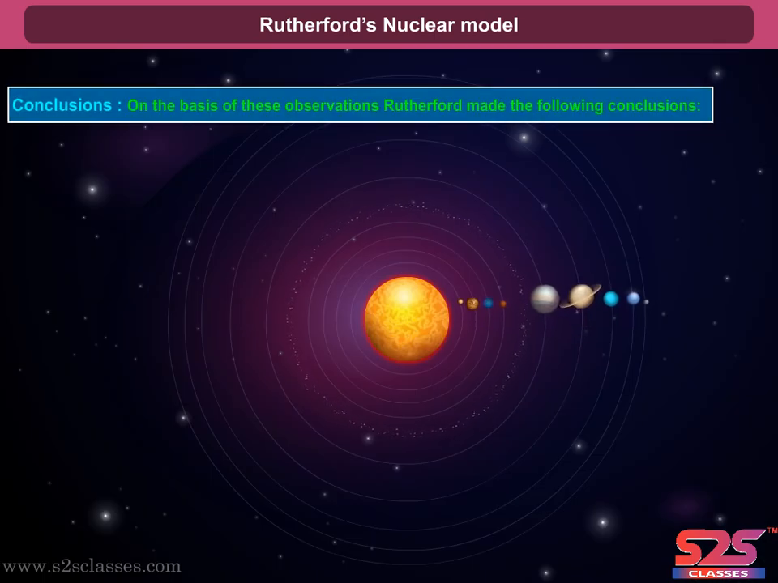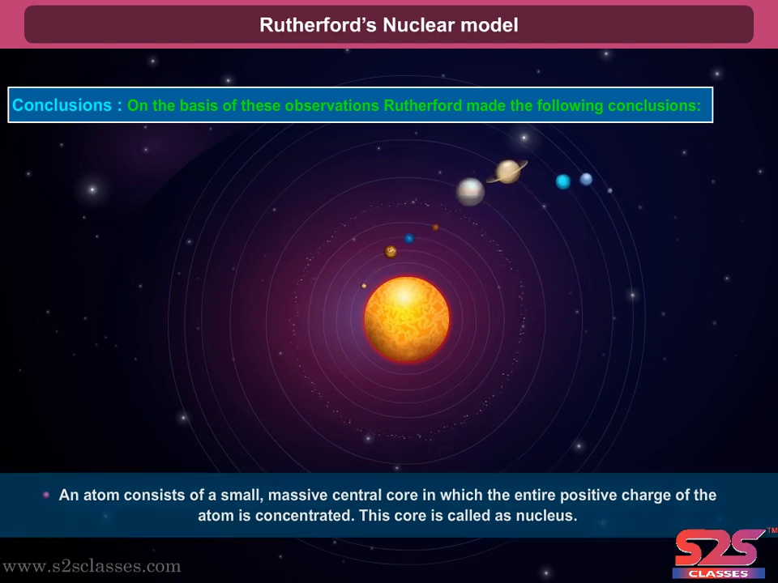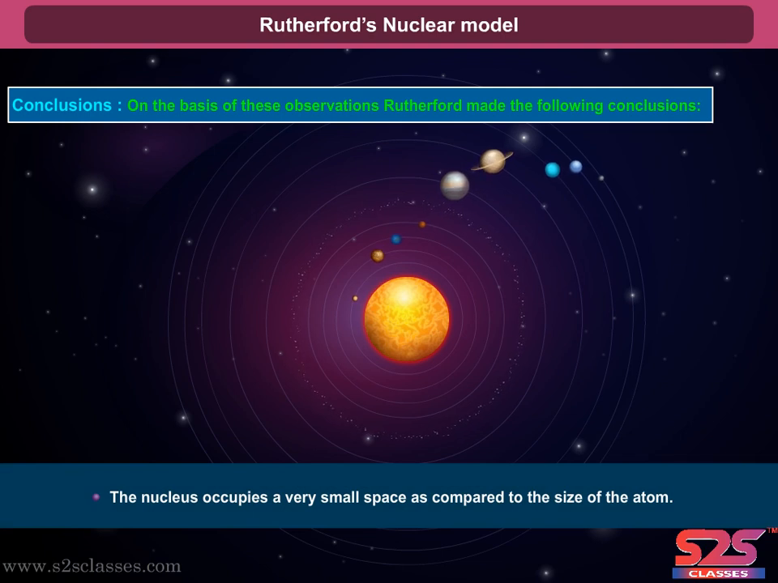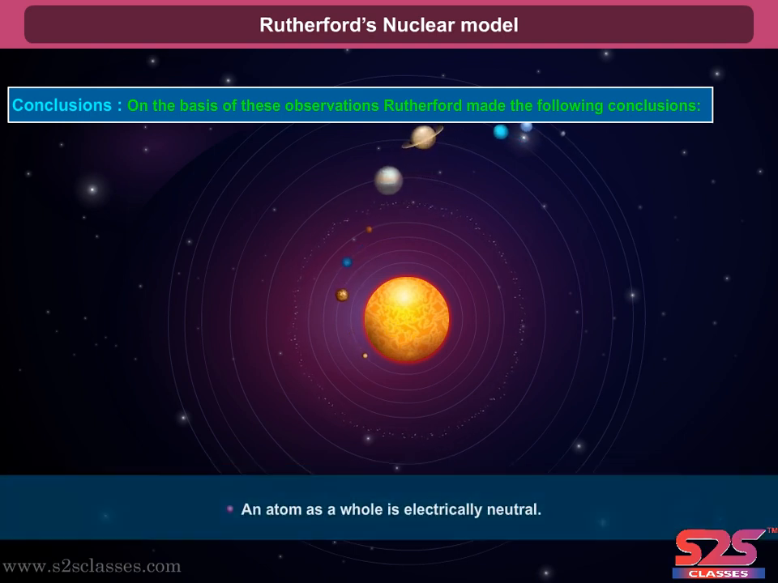Conclusions. On the basis of these observations, Rutherford made the following conclusions. An atom consists of a small, massive central core in which the entire positive charge of the atom is concentrated. This core is called as nucleus. The nucleus occupies a very small space as compared to the size of the atom. An atom as a whole is electrically neutral.